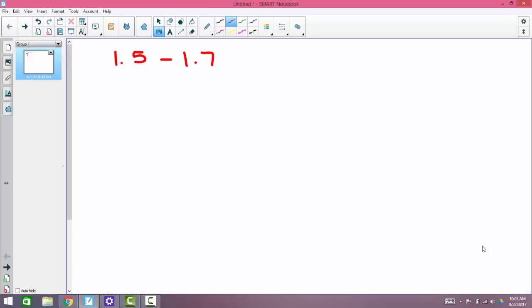Welcome back to the wonderful world of algebra. Today we are going to do sections 1.5 to 1.7 in your book, and there's going to be a bunch more vocabulary with this. So the first word is square root.